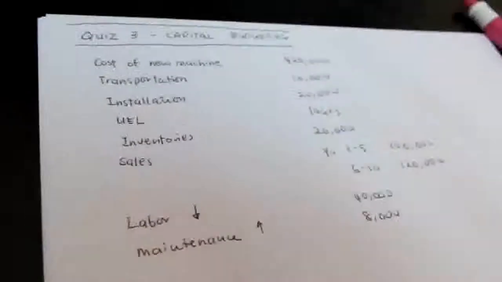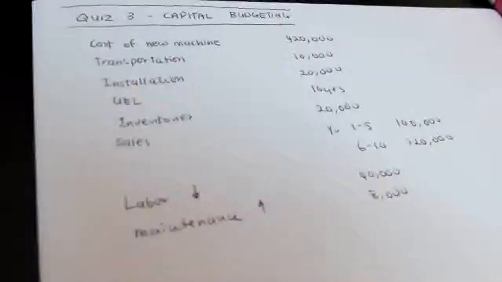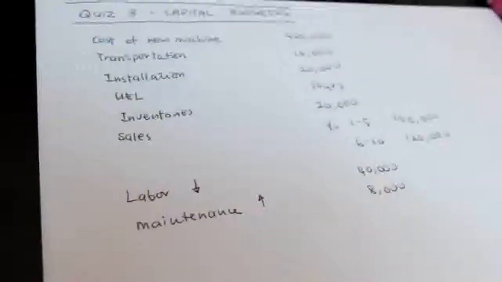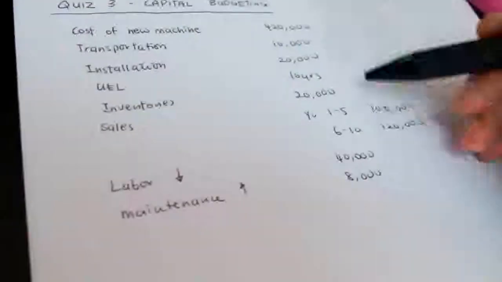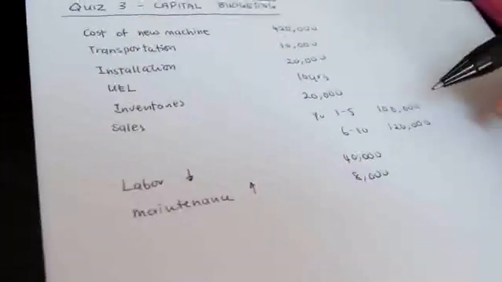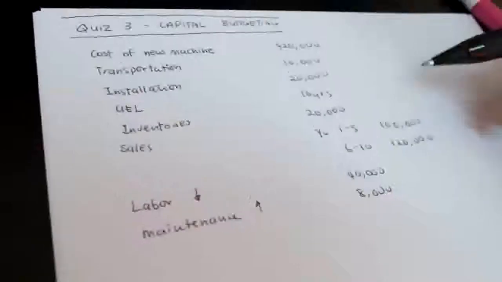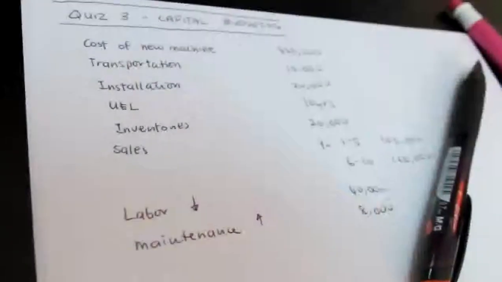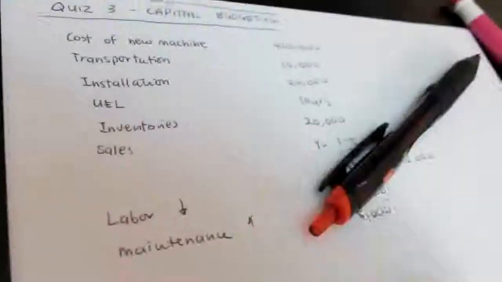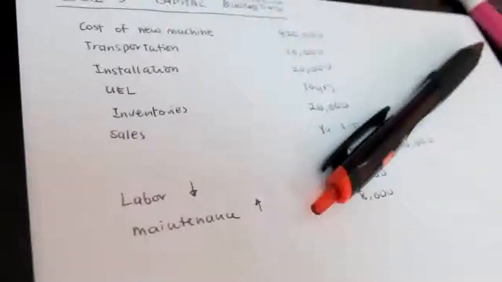Okay, to answer this question, you must first and foremost always extract all the information that we have. Then from the information that we have, we can classify which will go into which, because we know we have to calculate the initial outlay, the before, and then the during, and then the after.